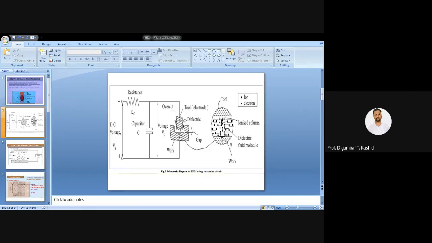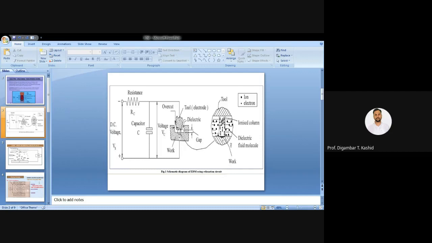Wherever a smaller gap is there, your resistance will be minimum, and during the discharging only, the spark will occur. So this is how the spark occurs, that I have explained. This is an explanation of how the spark occurs.